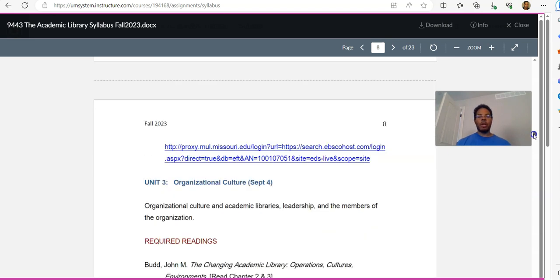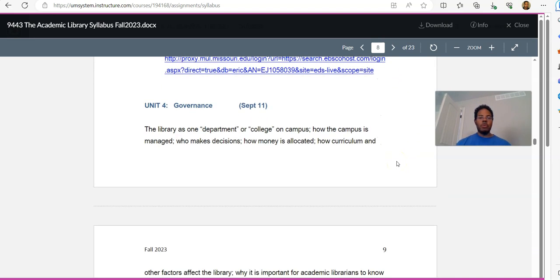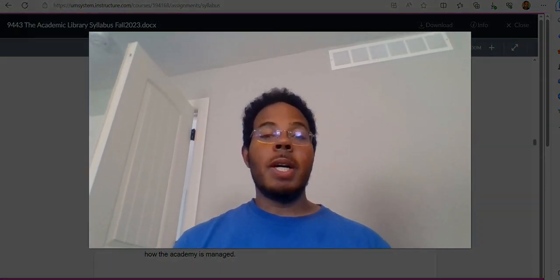In week 3, we will talk about organizational culture, because there are various ways that academic libraries are set up, and usually these setups are tactical, at least to some extent. If we scroll down to week number 4, governance, it is always good to know how your academic libraries are governed, what they expect from librarians within the library in order to get things like promotion, tenure, that sort of thing. And by the way, that's something that I want to mention as well.